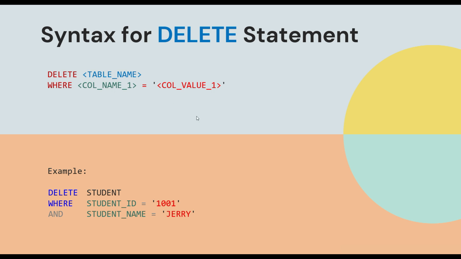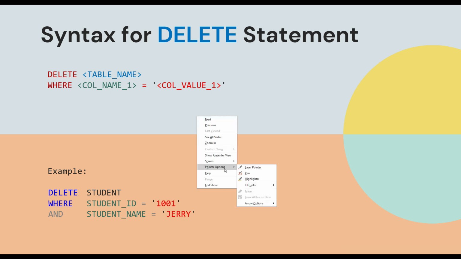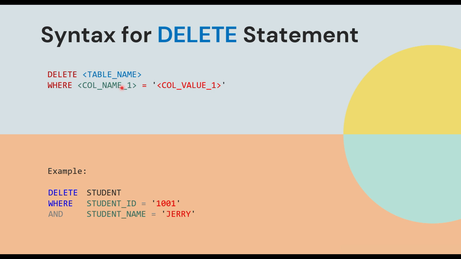Here column 1 specifies the unique identifier, a uniquely identifying column and its value, so that you delete individually on a table. Otherwise this will also delete the entire record of the tables, all the records of the table. So here I have given an example: delete student where student ID equals 1001 and student name equals Jerry. So let's see how it deletes.